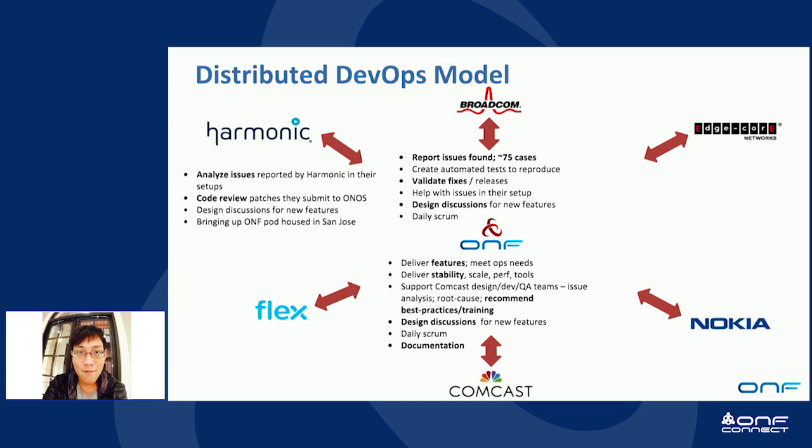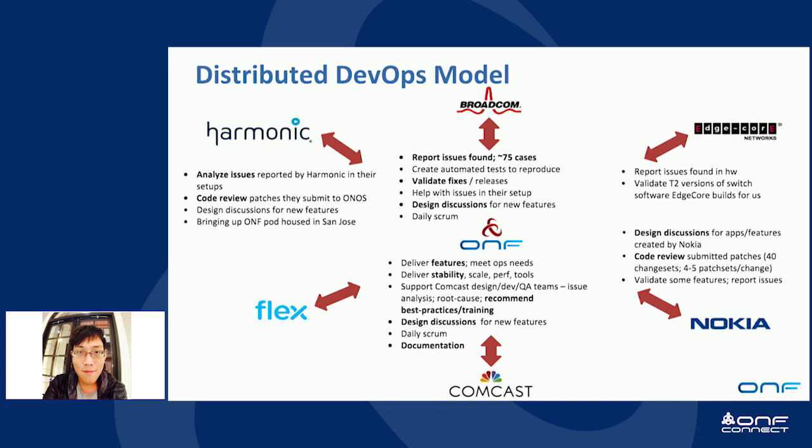Harmonic helps us analyze a lot of issues that happen in Comcast. They also contribute a lot of code to the ONOS code base to make it better. We've done a lot of code reviews from them. With Nokia, they also contribute a lot of new features like DHCP relay and Multicast.